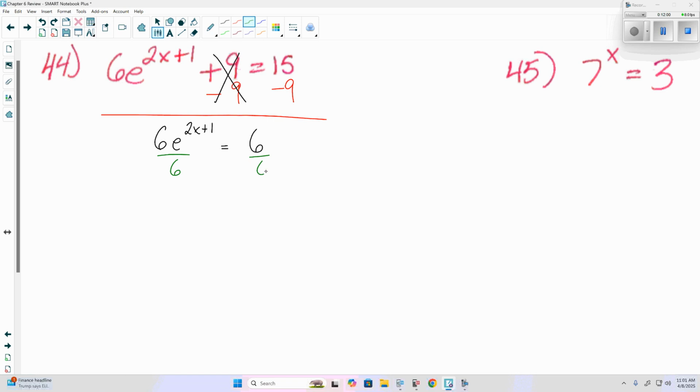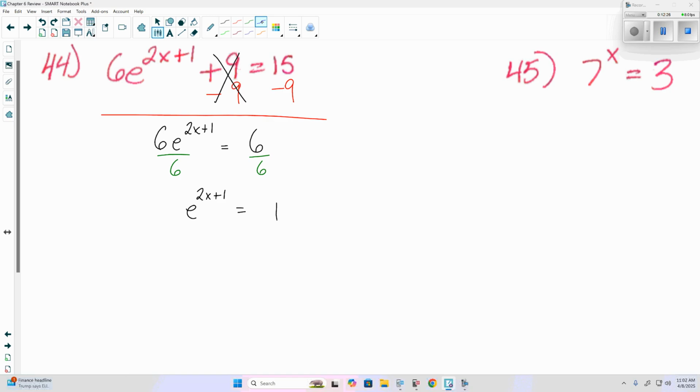Then to get e, again, we still need it by itself. Next thing we're going to simplify is the 6. We need the 6 away from e, so we can divide both sides by 6, giving us this here. Questions on how we got e by itself?